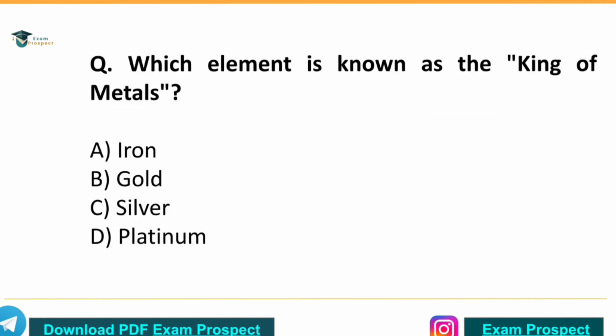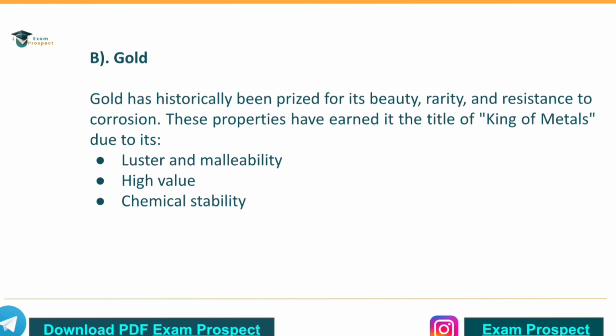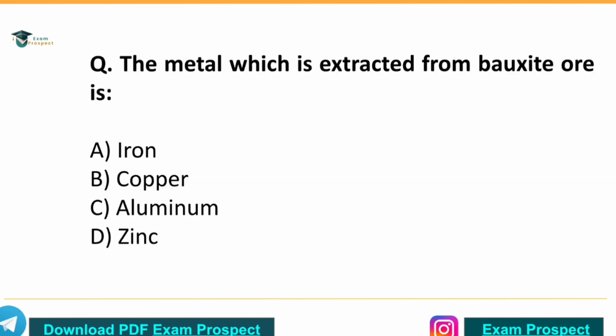Next question, which element is known as the king of metals? The correct answer is option B, gold. Here, gold has historically been prized for its beauty, rarity, and resistance to corrosion, and these properties have earned it the title of king of metals due to its luster and malleability, high value, and chemical stability.